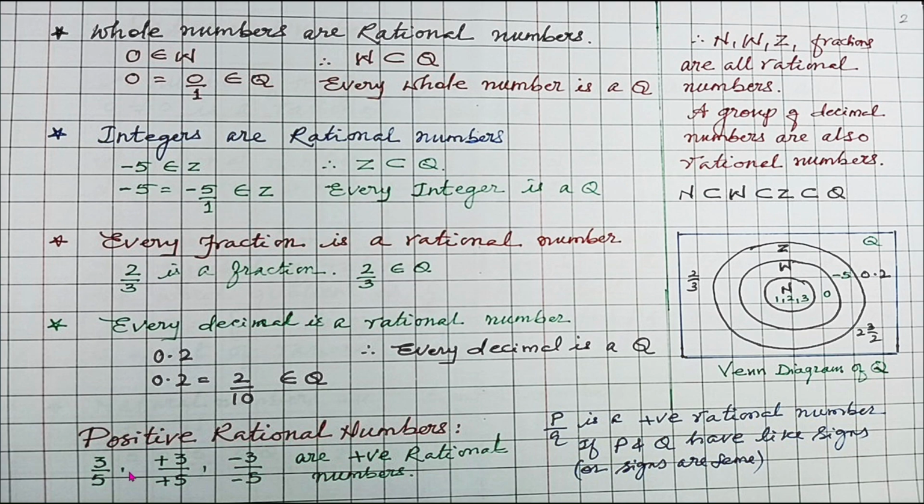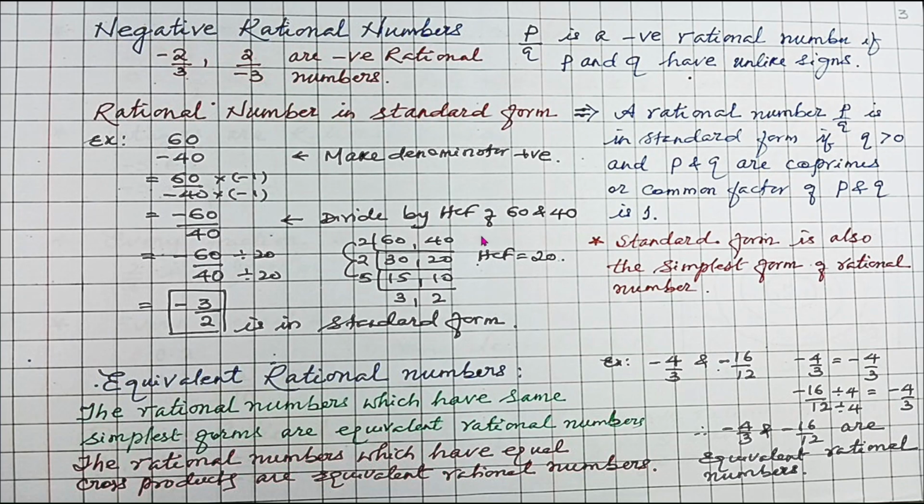Now, positive rational numbers. A rational number in which both p and q have the same sign is called a positive rational number. Therefore we say p by q is a positive rational number if p and q have like signs, or signs are the same. Negative rational numbers: if p or q, either of them, has a negative sign, then it is a negative rational number. P by q is a negative rational number if p and q have unlike signs.